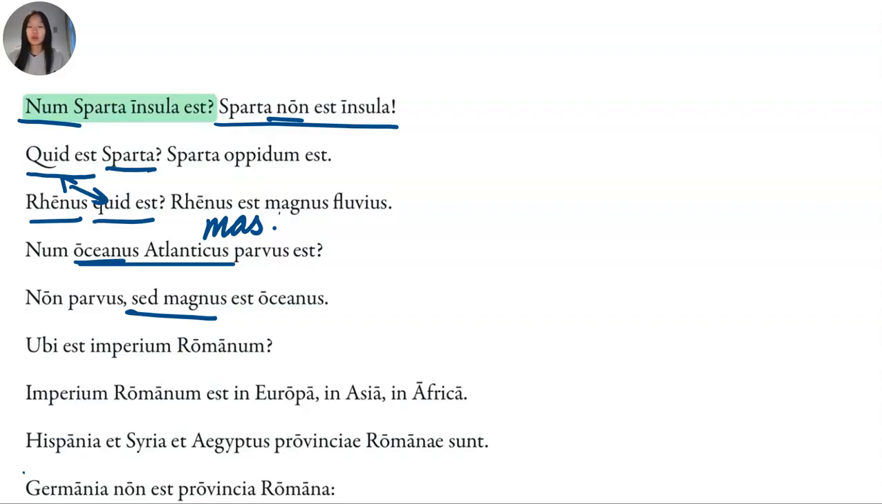Ubi est imperium Romanum? So, where is the Roman Empire? Empire is imperium, and in case you couldn't tell, this is also neuter. You could tell by the endings, because neuter nominative singular is always the same. Imperium Romanum est in Europa, in Asia, in Africa. So the Roman Empire is in Europe, in Asia, and in Africa.